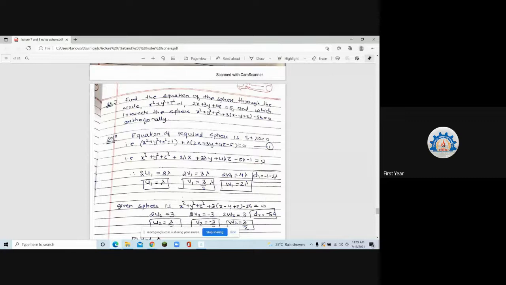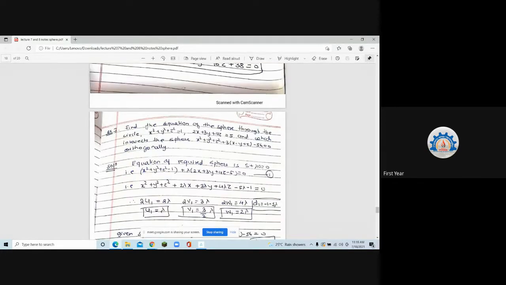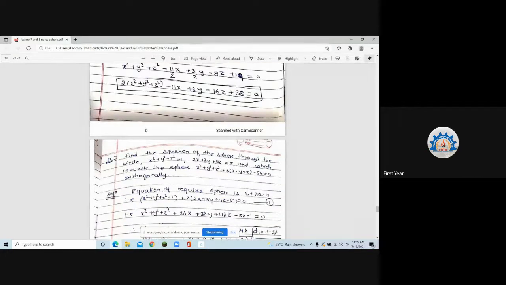Find the equation of sphere through the circle x square plus y square plus z square equal to 1, 2x plus 3y plus 4z equal to 5, and which intersects the sphere orthogonally. So can anybody, don't try to see the solution, try to see how you are going to go about it. Any one of you tell me, क्या दिया है हमें? Sphere or plane दिया है already. So what is the first thing that you will get? Find the equation of sphere. Read the question once. Question समझ में आया? Then half of the things are done.